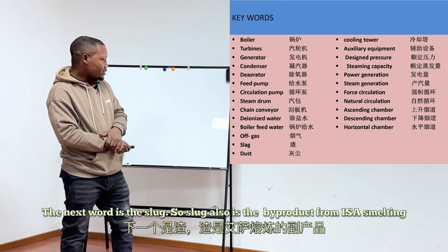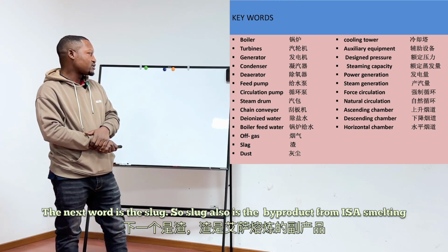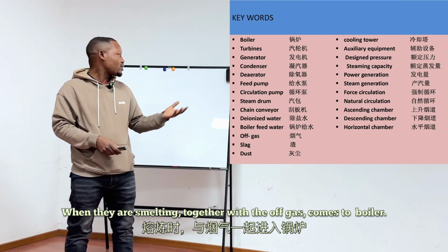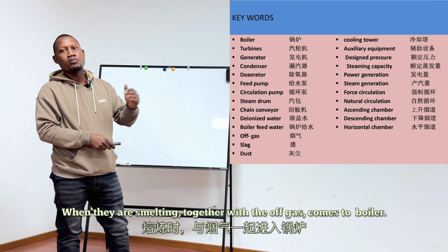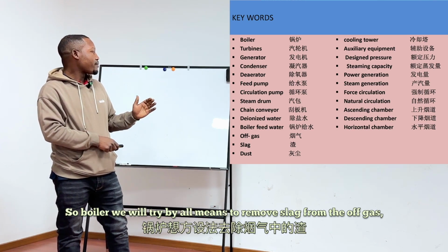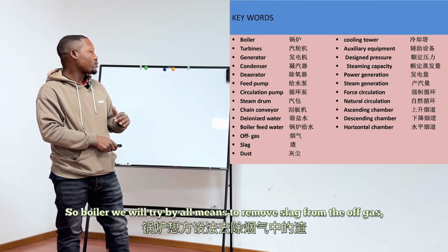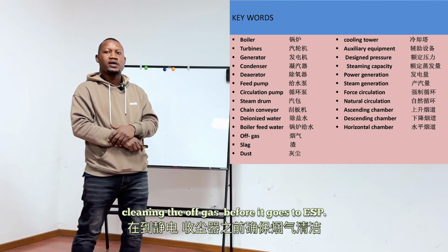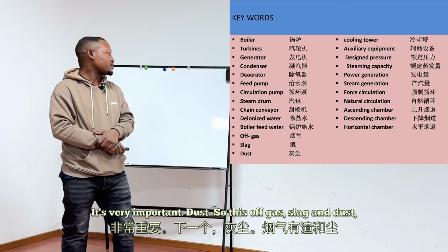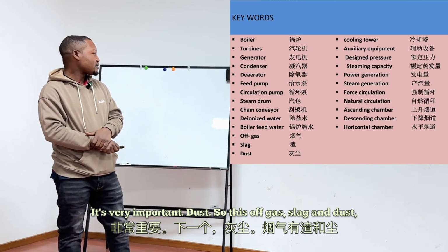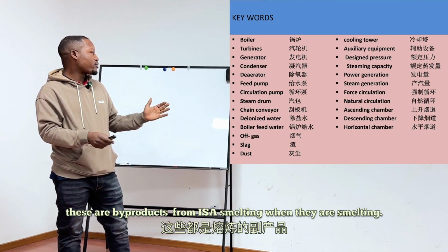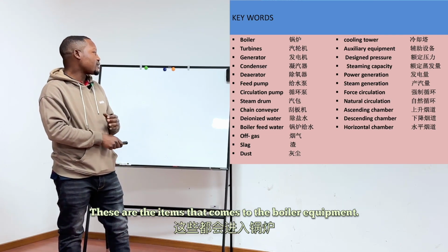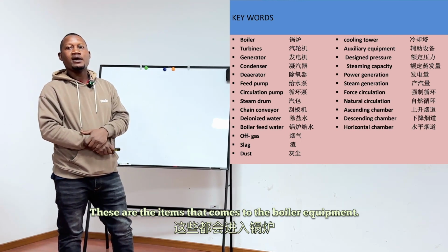The next word is slag. Slag also is a byproduct from ISA smelting. When they are smelting, it comes together with the off gas to the boiler. So in the boiler, we try by all means to remove slag from the off gas, cleaning the off gas before it goes to ESP. It's very important. Dust. So off gas, slag and dust are byproducts from ISA smelting. When they are smelting, these are the items that come to the boiler equipment.